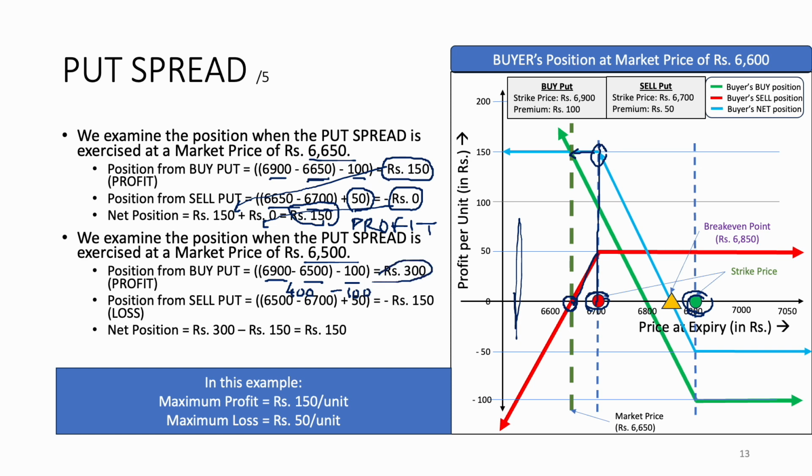From the sell put, the market price is at 6,500. The strike price was at 6,700, that is minus 200. And our investor makes a profit of the premium of 50 rupees. So the net position is that our investor loses 150 rupees from the sell put. So net position from the buy and the sell put comes out to be 300 rupees profit minus 150 rupees loss, which is a profit of 150 rupees. So this is again a profit.